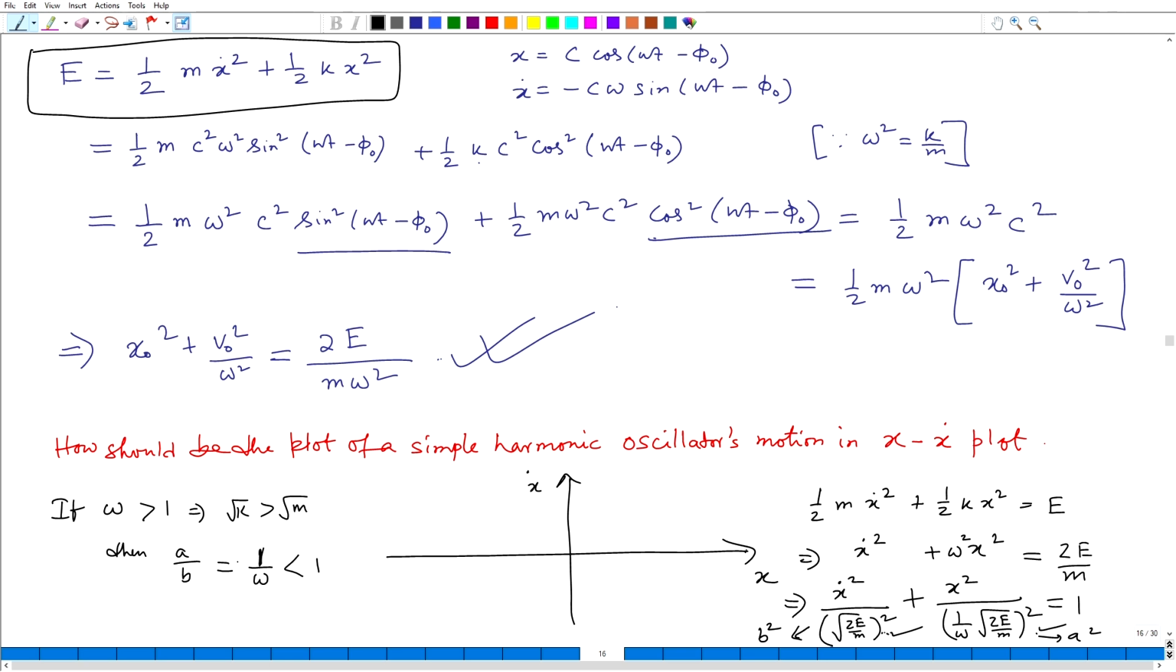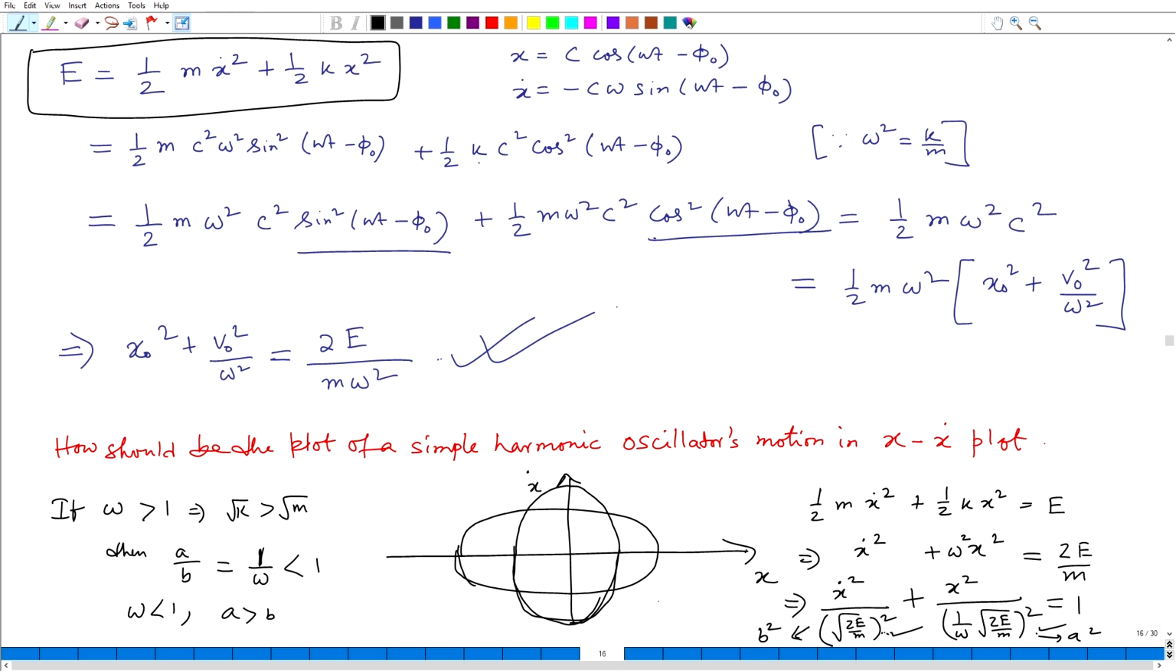So, for x dot you will have b which will be now greater. So, your ellipse will look like this. It is a bad ellipse of course, but it should look like this. On the other hand, if your omega is less than 1, then your A will be greater than B and you will have an ellipse which looks like this.